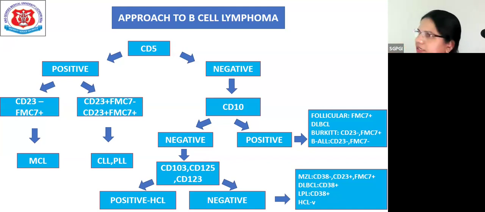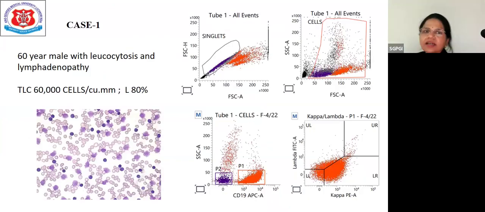If CD5 is negative, check for the presence of CD10. If CD10 is positive, check for all the germinal center tumors. If CD10 is negative, we think about the tumors which can have the hairy projections like hairy cell leukemia variant, or certain marginal zone lymphomas. So we check for the other markers. So this is another approach. So with this, I come to the first case.